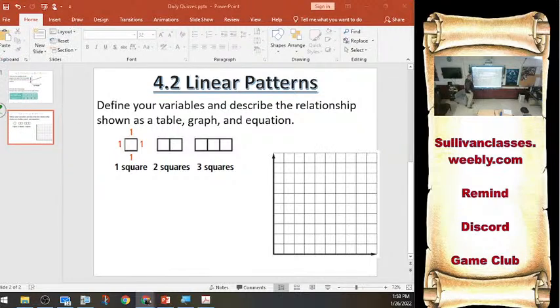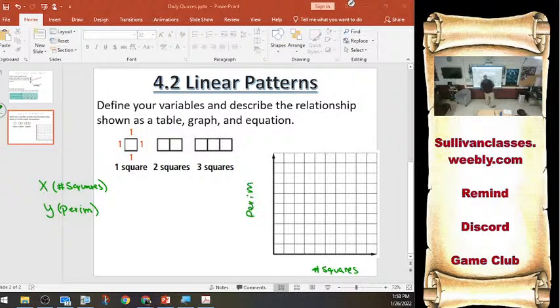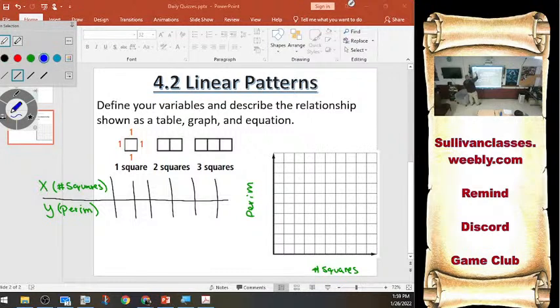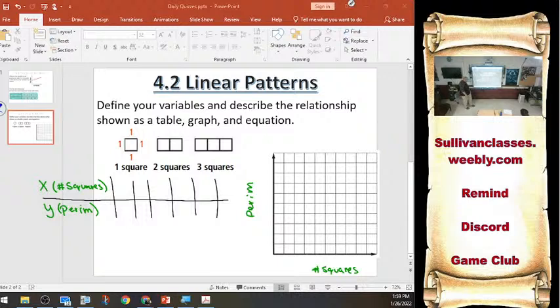Starting with define your variables, describe the relationship shown as a table, graph, and equation. I'm going to say x is number of squares. So I will also label my graph x-axis as number of squares. I will label y as my perimeter. I will label my y-axis as perimeter. And I will make a table. I will fill in the table so I can make the graph, so I can make the equation.